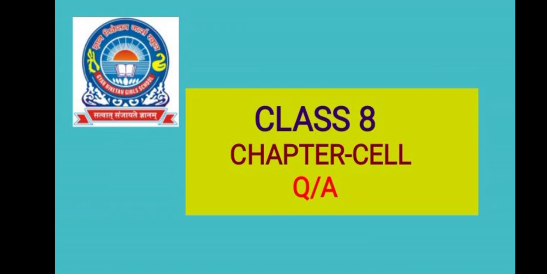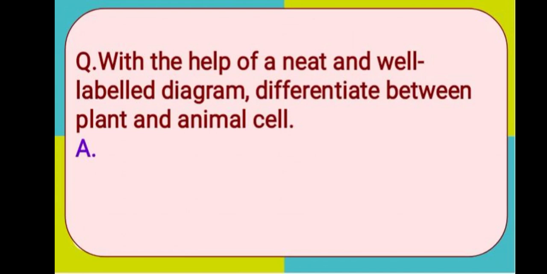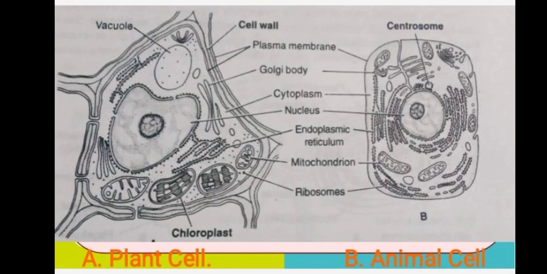Children, in continuation of previous video, here are few more questions from the chapter Cell. So let's get going. The very first question is, with the help of a neat and well-labeled diagram, differentiate between plant and animal cell. So we can have our diagrams like this. The very first diagram is that of a plant cell and the next diagram is that of an animal cell.